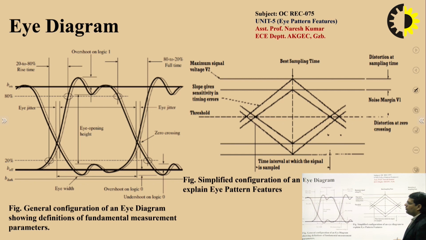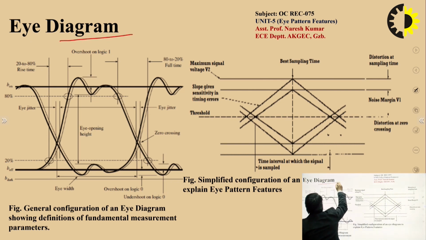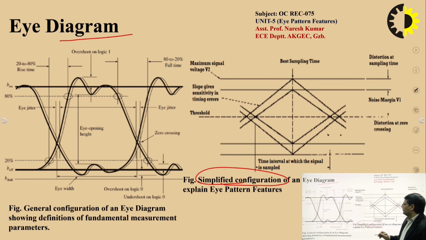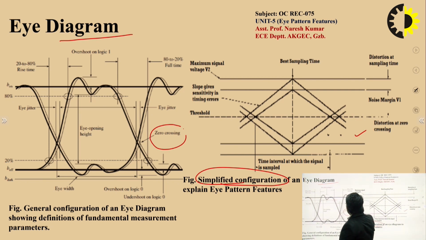Let's see in the form of diagram. So, these are the two diagrams. One is the eye diagram and second is its simplified form. This is the simplified configuration, which is telling the meaning or significance of particular eye features. For example, in this case, one eye pattern feature is zero crossing. So this point is zero crossing.